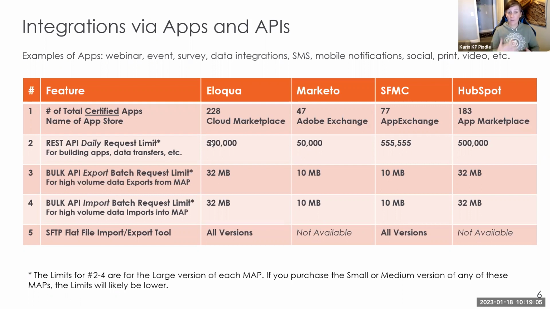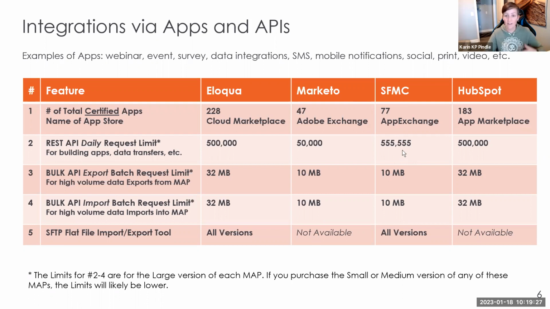Depending on what version of Eloqua, for example, that you get, if you get the most expensive version of Eloqua, the limit is 500,000 REST API calls per day. If you get the cheaper versions, like the smaller medium version, it's less than 500,000. There's a limit. It gets higher with each version. With Marketo, their most expensive version has up to 50,000 API calls included.